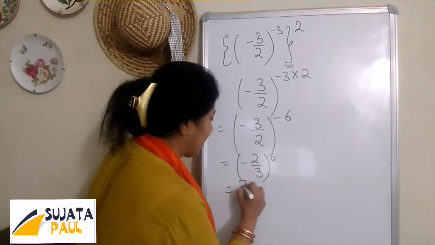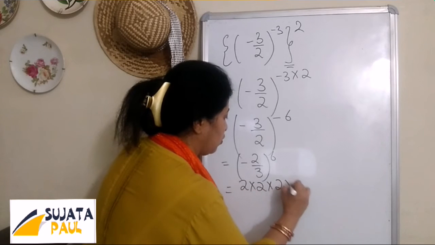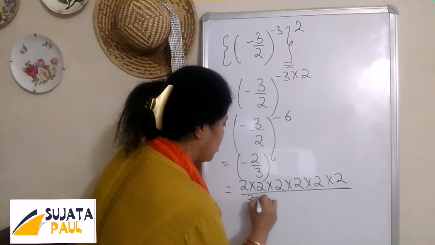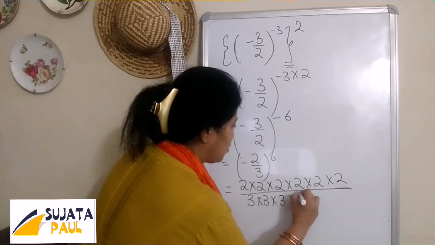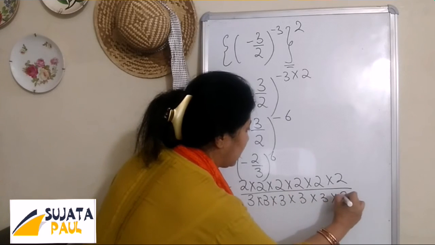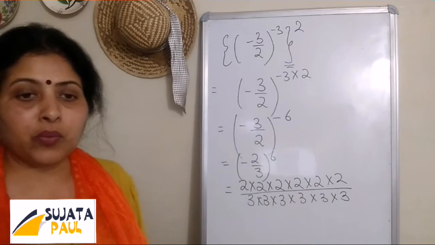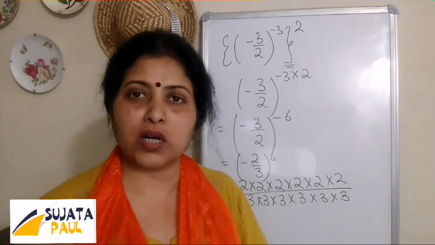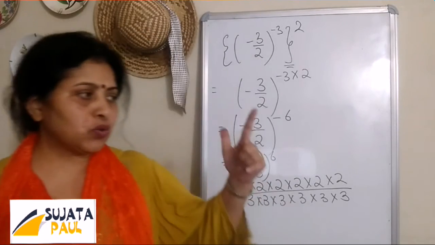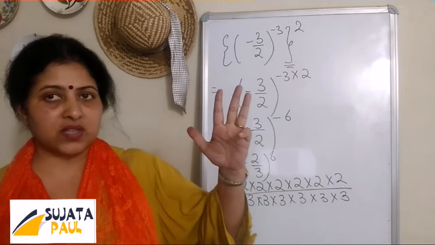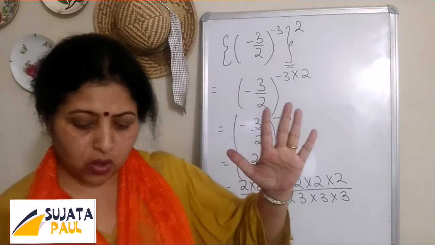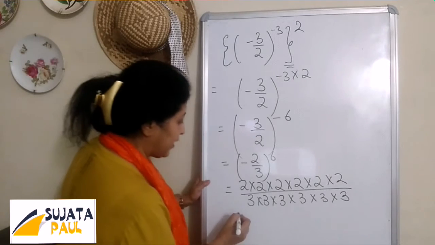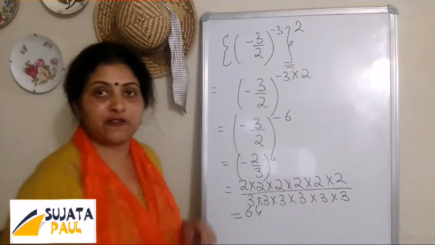So I'll simply write 2 into 2 into 2 into 2 into 2 into 2, 3 into 3 into 3 into 3 into 3 into 3, right? So what will the answer become? 2 2s are 4. I told you up to 6, if you learn up, it really helps. 2 2s are 4, 4 2s are 8, 8 2s are 16, 16 2s are 32, and 32 2s are 64. So 6 times if I am multiplying it, it is coming to 64.